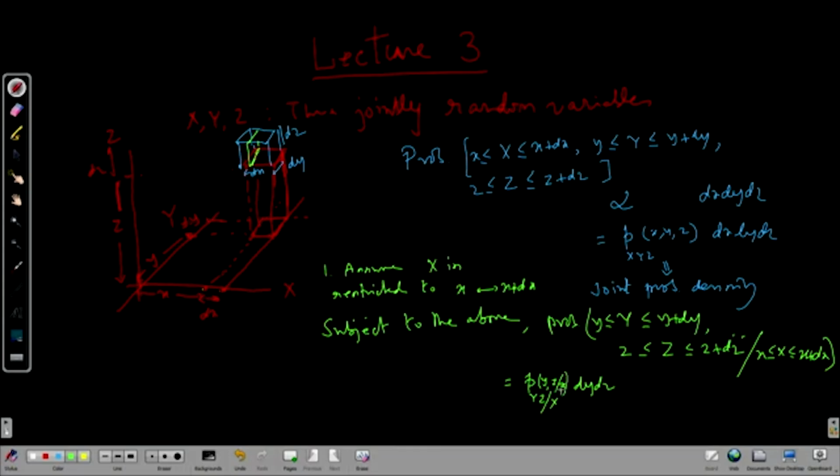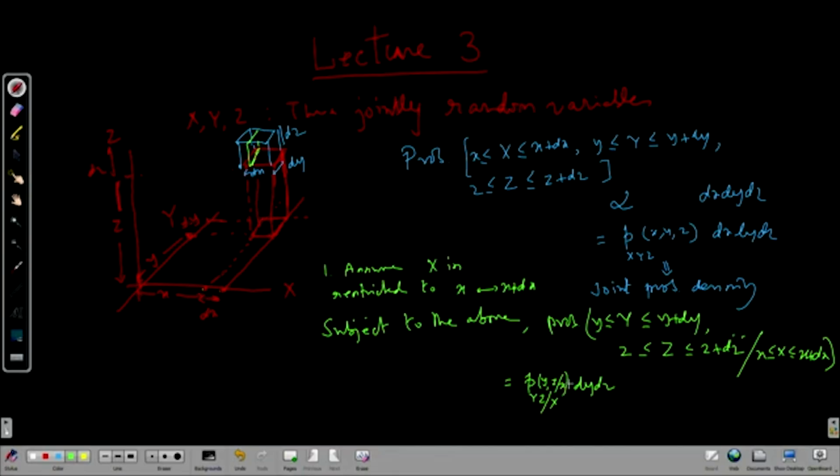All right, capital X is small x, capital Y takes small y, capital Z takes small z. So, this is a conditional probability. What kind of condition? That capital X is subjected to remain between x to x plus dx. Subject to that, the probability of capital Y falling between y to y plus dy and z to z plus dz is this times dy dz. So, this is one conditional probability density.